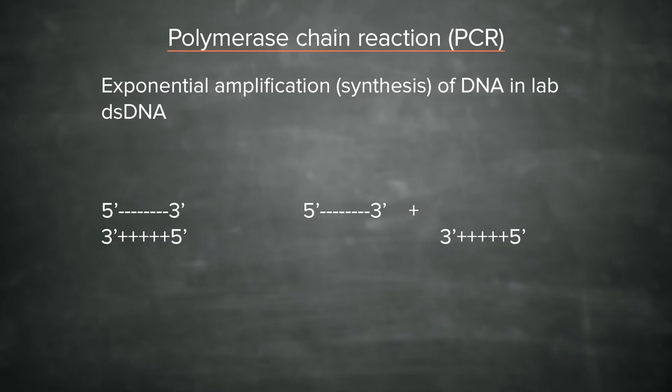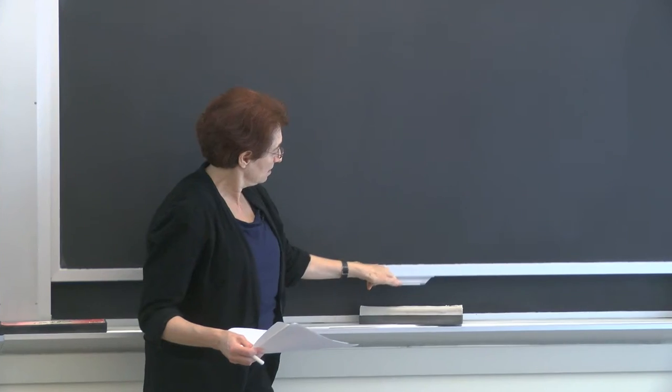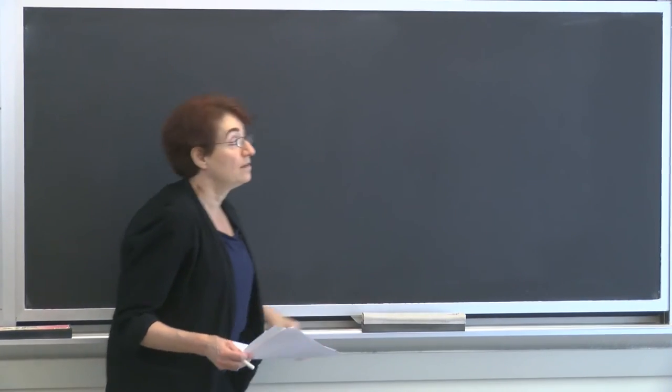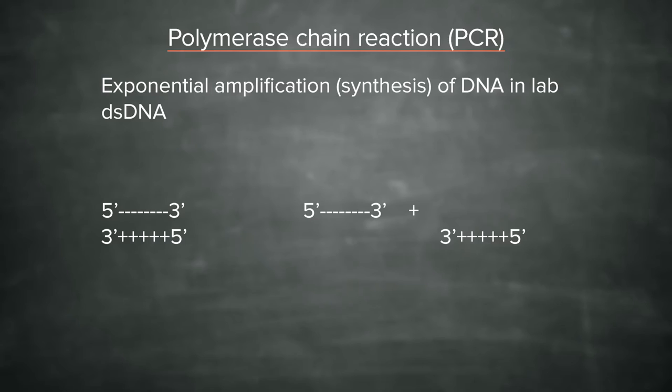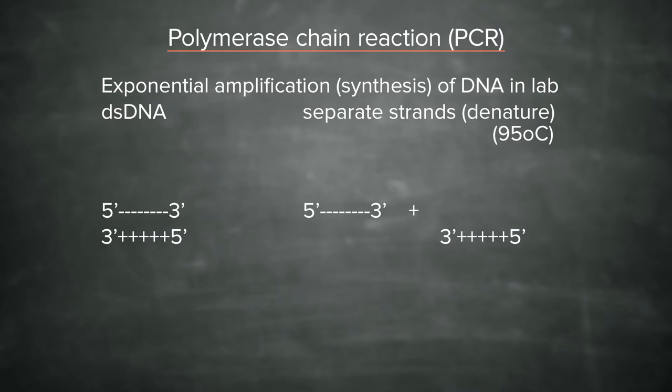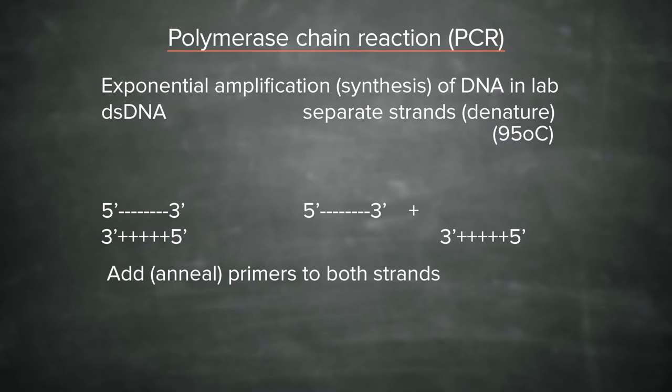And then you're going to add to the mix small pieces of DNA that are complementary to the ends of each of those molecules. Let us separate the strands, and this is usually done at high temperature, let's say 95 degrees Celsius. Got that in your notes now. And now we're going to add a primer that hybridizes one to one strand, one to the other. So we're adding primers that are complementary, that can base pair with each of the strands.